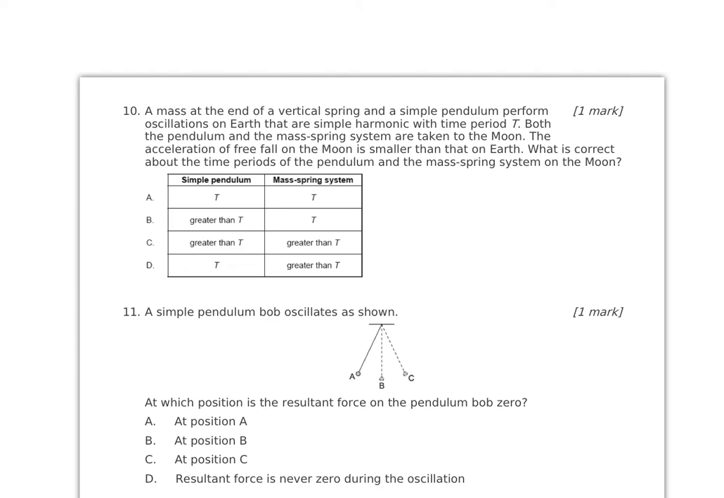Let's go. All right, reading number 10. You take a simple pendulum and a mass spring pendulum, and you take it to the moon. The moon, of course, has less gravitational acceleration than the Earth does. And it says, what happens to the period?